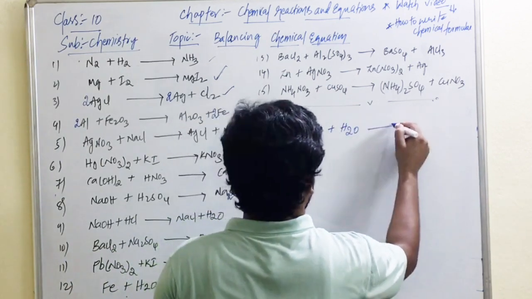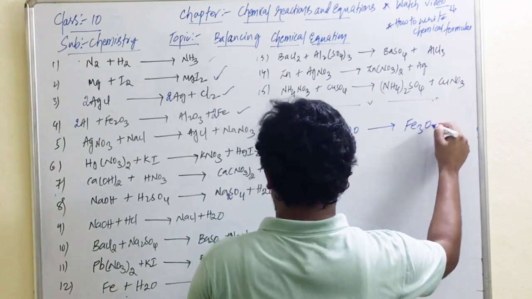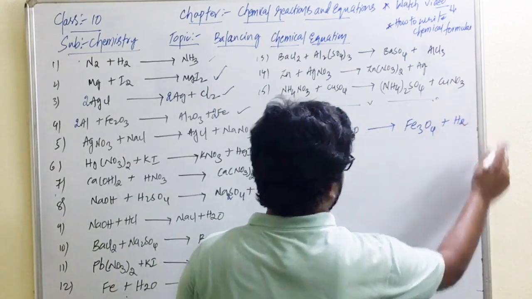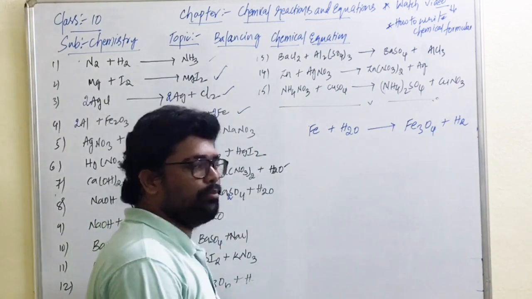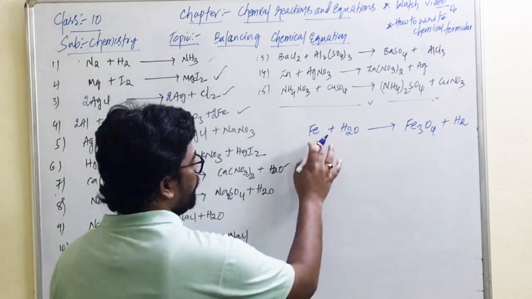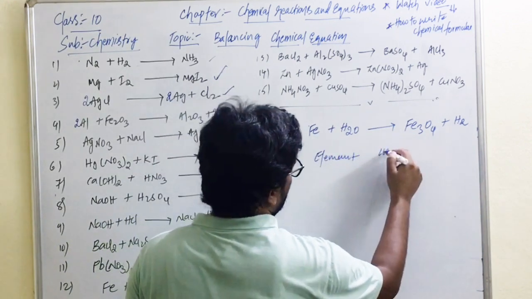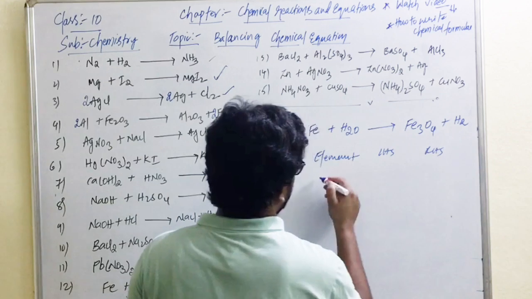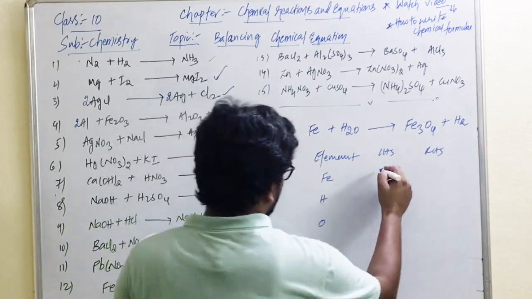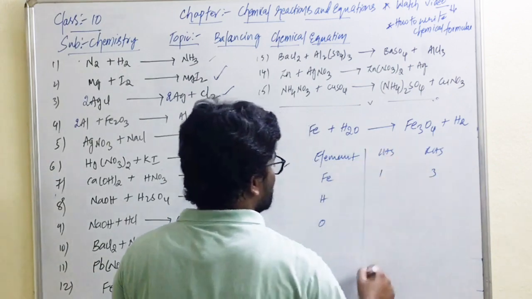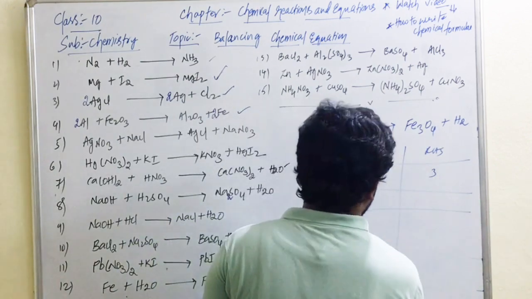Now the next equation, Fe plus H2O gives rise to Fe3O4 plus H2. Let us try to balance it. So how to do it? You can select any compound. Okay, so let us balance with iron. Let us write down first the LHS and RHS: iron, hydrogen and oxygen. Iron: 1 on the left hand side, 3 on the right hand side. Is it clear, students? First write the number of atoms, which will make it easy for us.